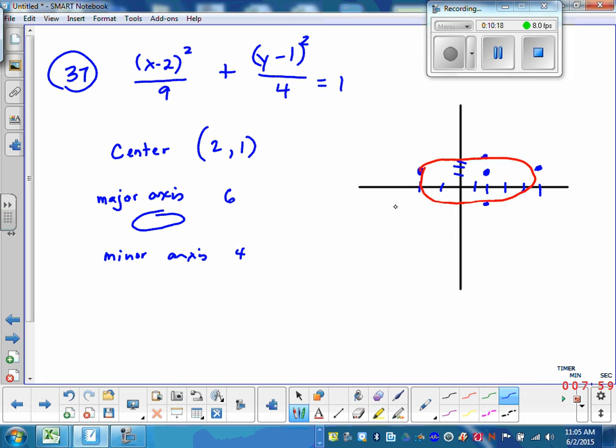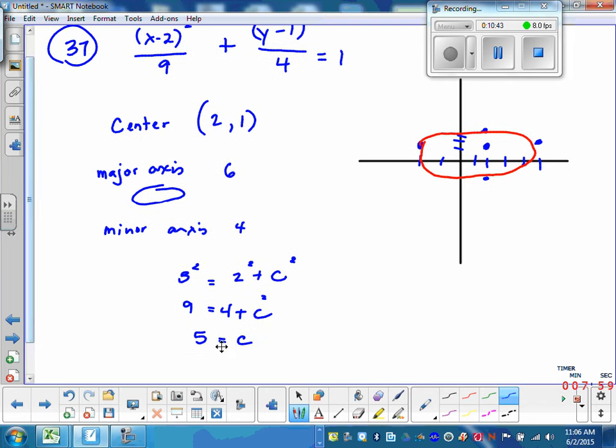So the foci is what we're looking for. So again, this is going to be 3 squared equals 2 squared plus c squared. And so this is 9 equals 4 plus c squared. So 5 equals c squared, isn't it? So c is the square root of 5.